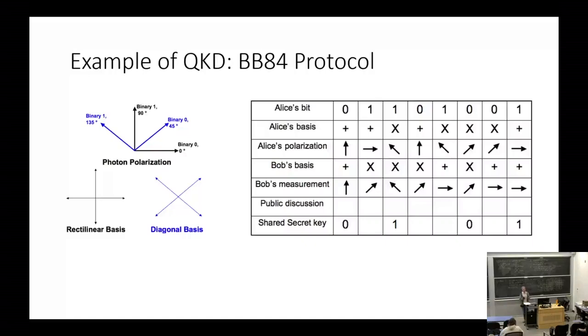Now they have their phone call conversation. They compare notes. The ones where Bob picked the right basis to do his measurement should match. And so their sifted key comes out to be 0, 1, 0, and 1. So the ones where they match.